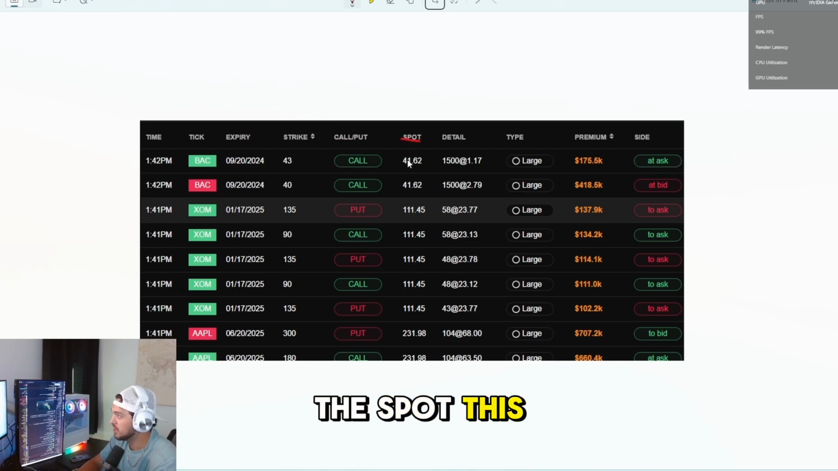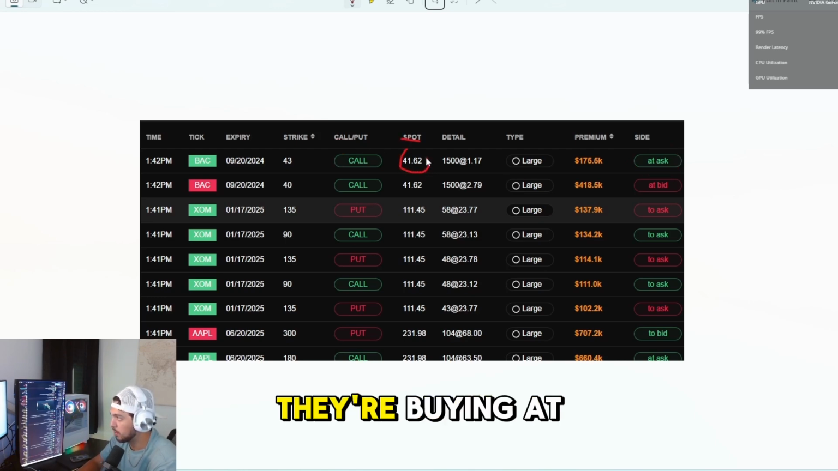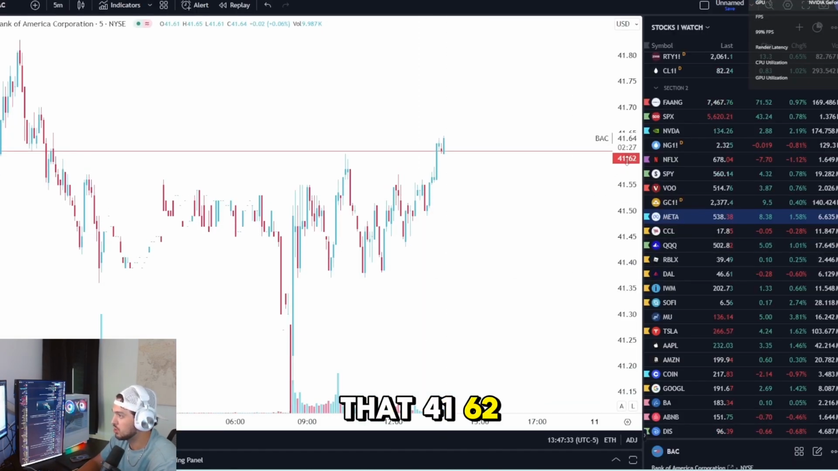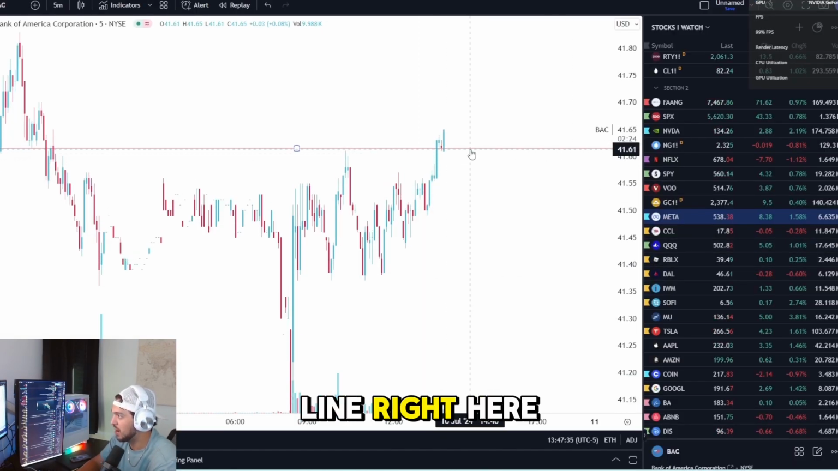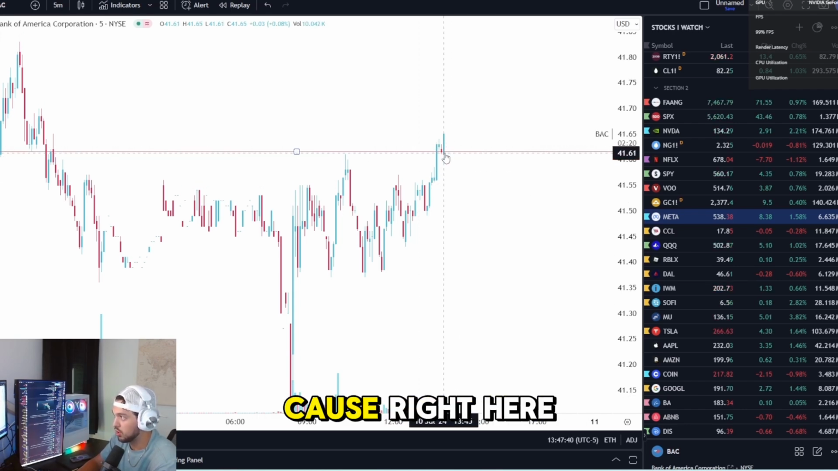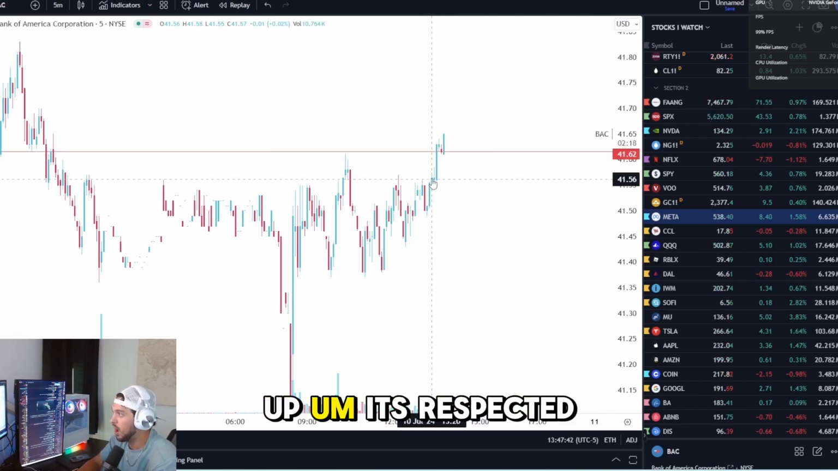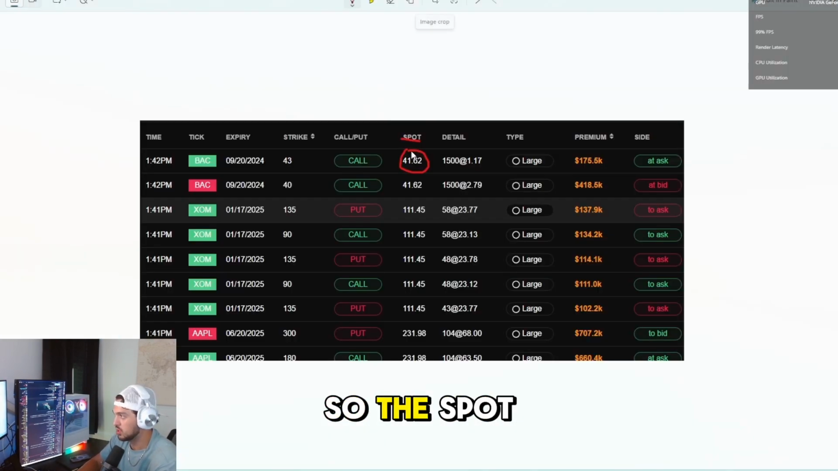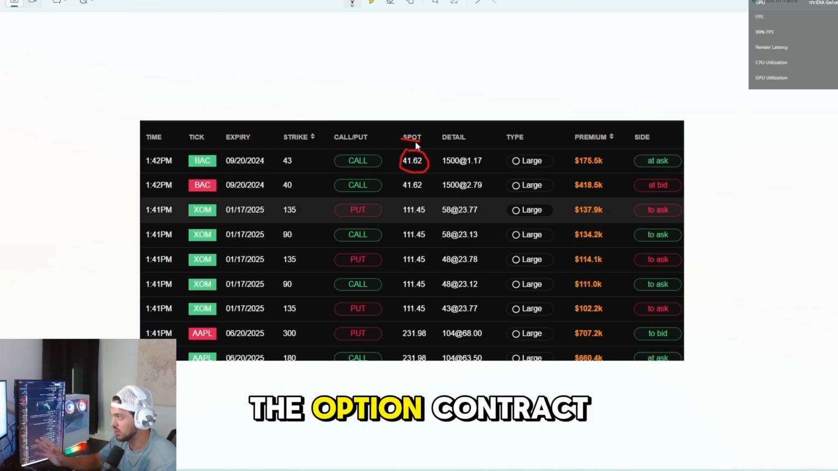The spot, this is the actual share price that they're buying at. So if we went to TradingView right now, you could see that 41.62 is what they're buying at. This is this line right here. And as you can see, it's respecting that line. So they bought those calls right here and it's going up. It's respected it. Looks like Bank of America is curling up to the upside. So the spot is the actual share price when they're buying the option contract.